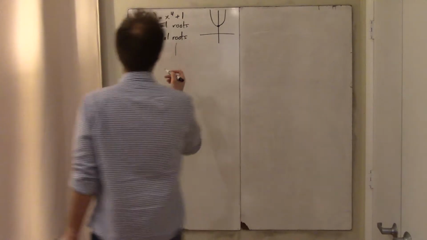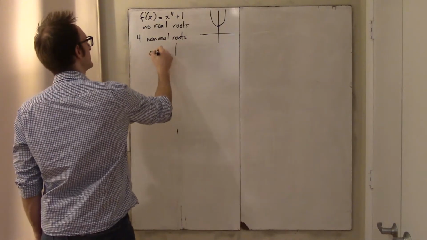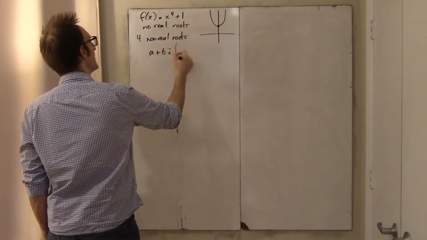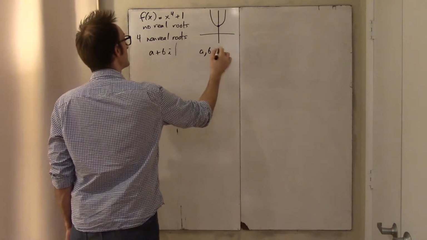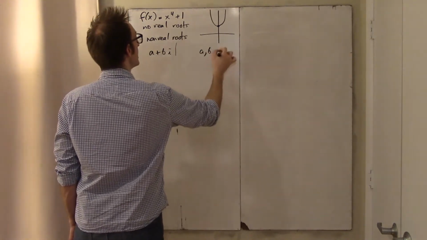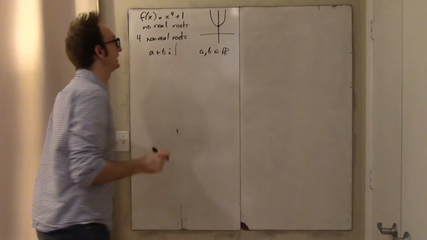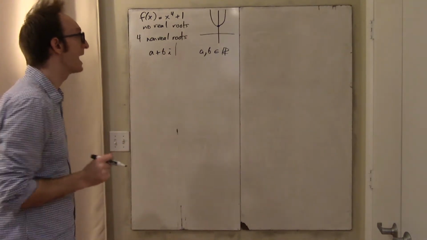Okay, well, what are these non-real roots? Of course, every complex number can be written in the form a plus bi, where a and b are real. So, yeah, what do we do?